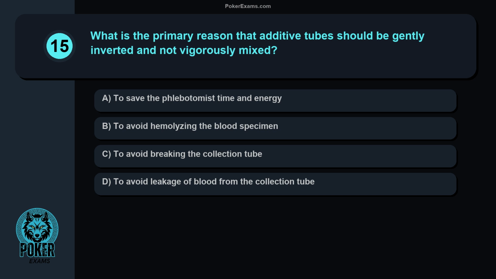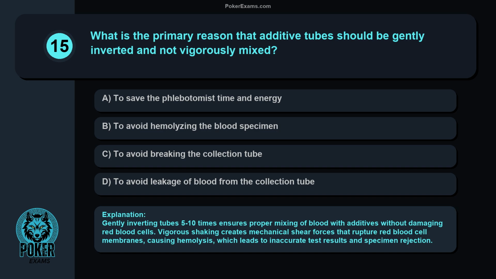Question 15. What is the primary reason that additive tubes should be gently inverted and not vigorously mixed? To save the phlebotomist time and energy. To avoid hemolyzing the blood specimen. To avoid breaking the collection tube. To avoid leakage of blood from the collection tube.